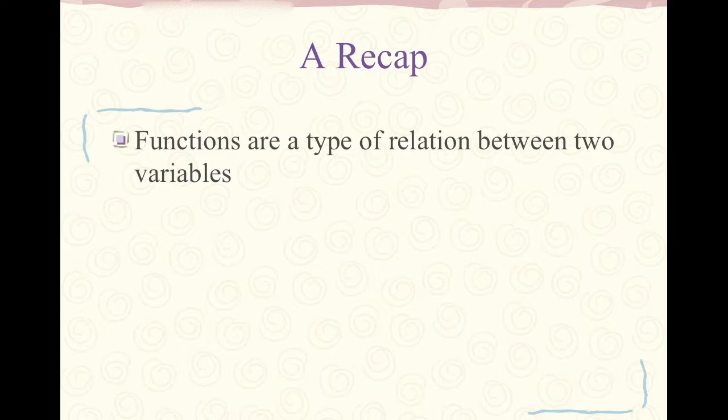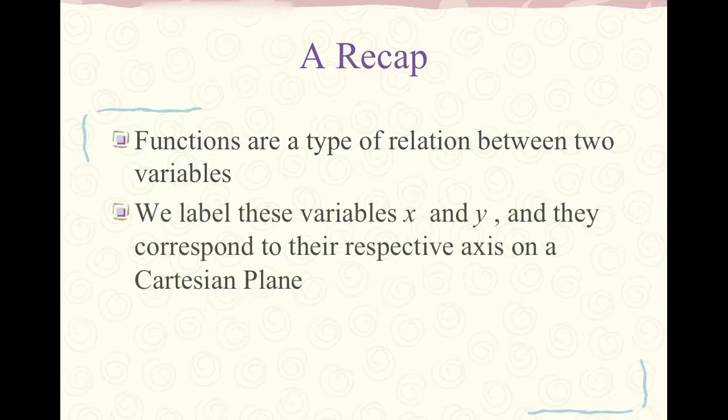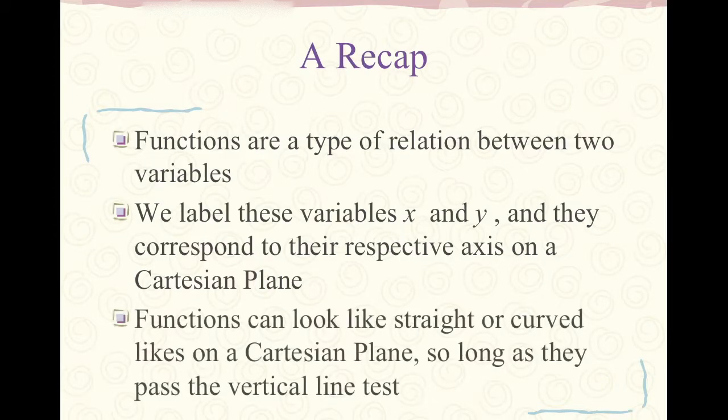So first, a recap. You need to remember that functions are a type of relation between two variables, usually x and y. When we label them x and y, they correspond to their respective axes on a Cartesian plane, the x and the y axis. Functions can look straight, they can look curved, so long as they pass the vertical line test.